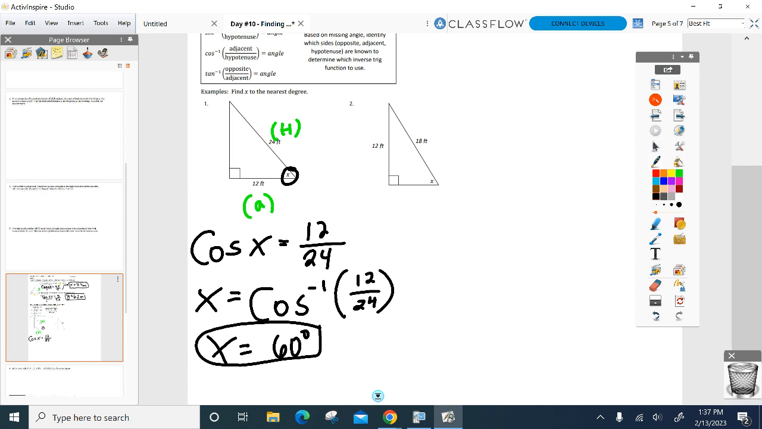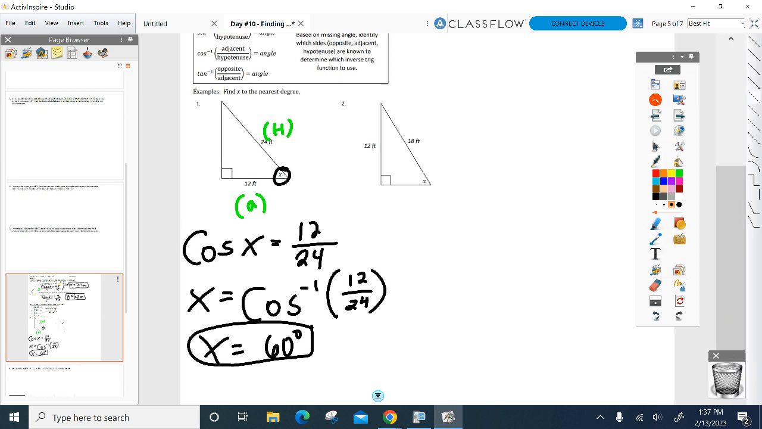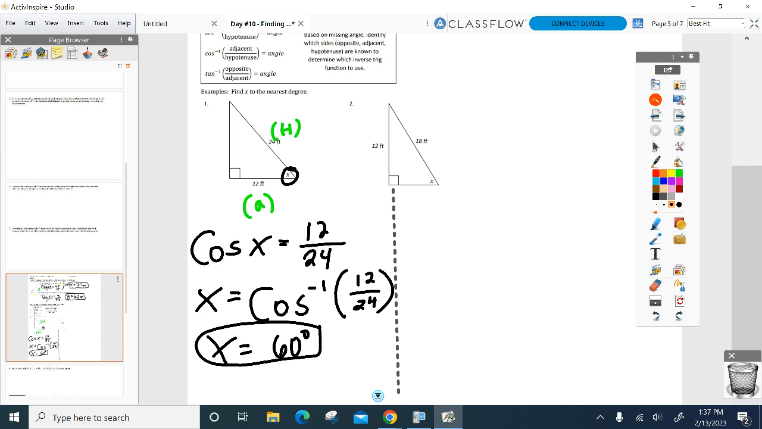We okay? All right, next one. One doesn't make you great. We need another basic one just to make sure we're good. Identify the 12 and the 18 now.